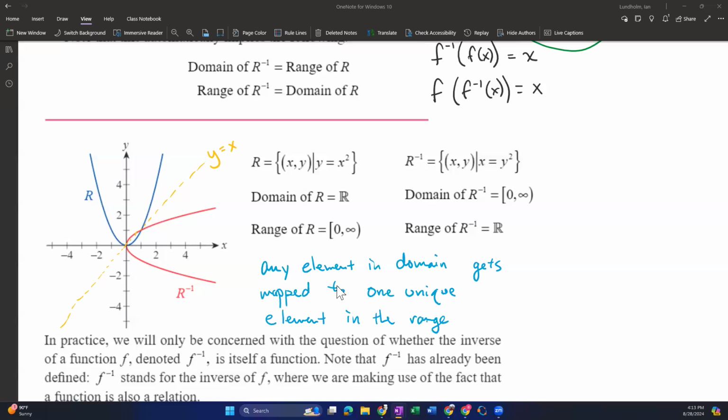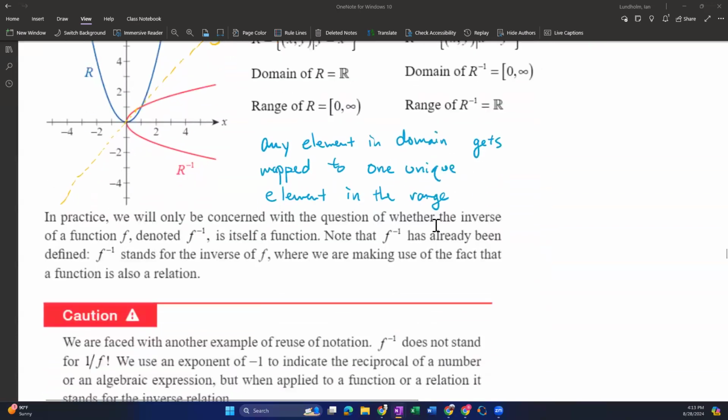So that way, that process is reversible. If you're starting off in the domain, you go to the range, and we'll just do the exact opposite and bring you back to the original domain. Sorry, yeah, that's what the inverse function will do. Cool.